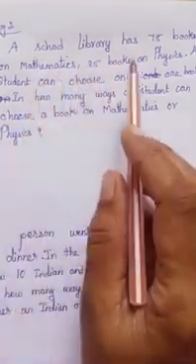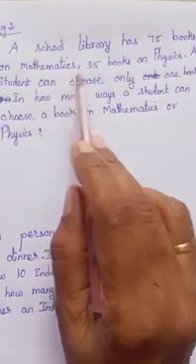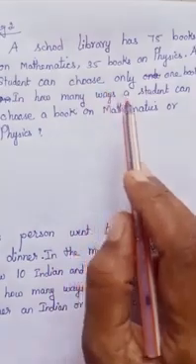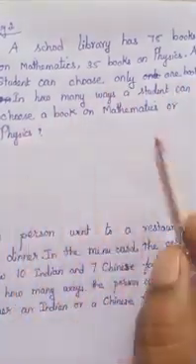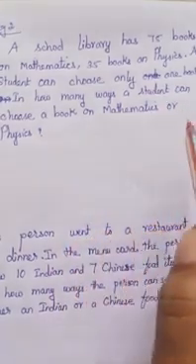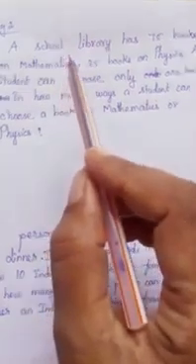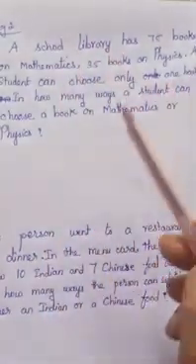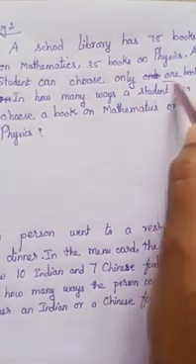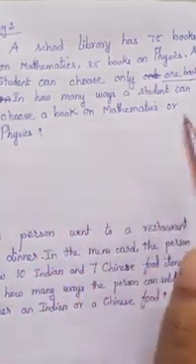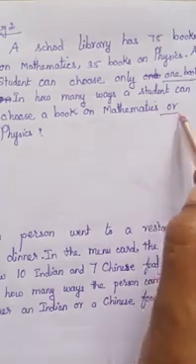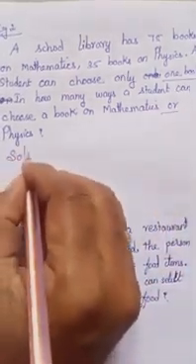Example 2. A school library has 75 books on mathematics, 35 books on physics. A student can choose only one book. Only one book. In how many ways can a student choose a book on mathematics or physics? That is important. So this or that. So it's very well understood. We have to use the sum rule.